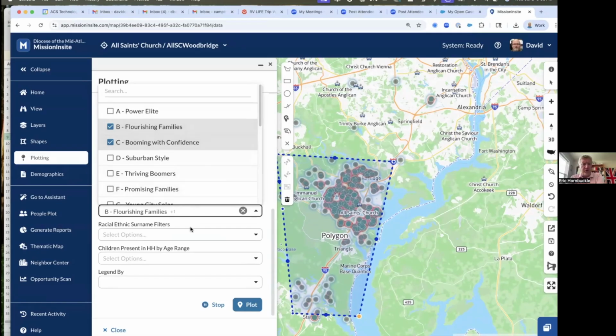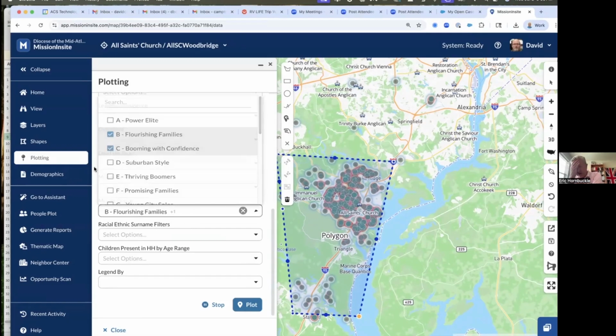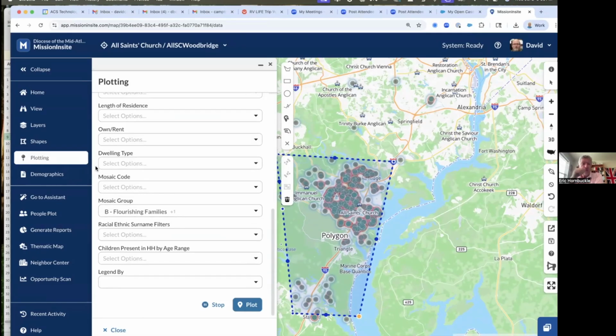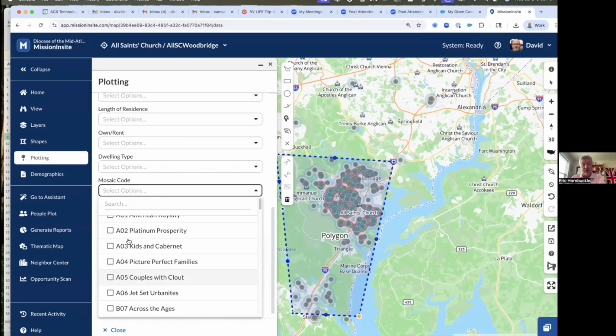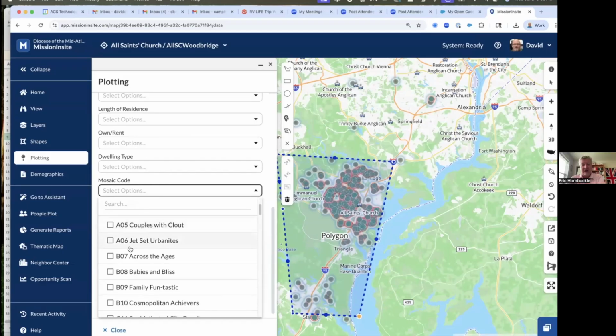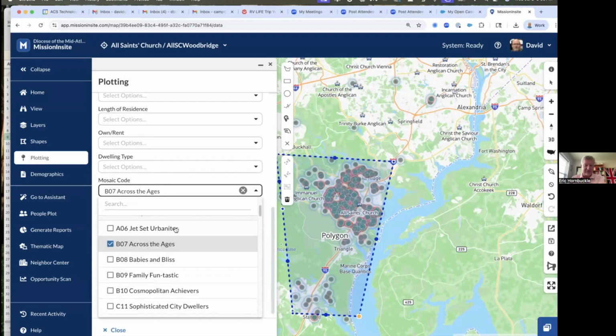So it's funny, just real quick, guys, as a comparison for Heidi's sake, my top 10 mosaic segments, the first two are BO7 by a long shot, 28.68%. Then C13, which we looked at, which was 11.24%. And then after that is A01, Power Elite American Royalty at 10.14%. So yeah, there's money in my congregational area.